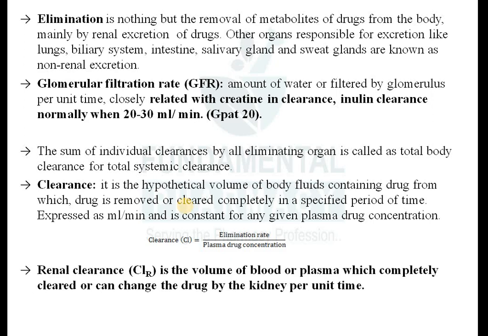Is that clear? Renal clearance is the volume of blood or plasma which is completely cleared of the drug by the kidney per unit time. The clearance we discussed before is the total clearance; we had not specified any organ, so it is just clearance. Renal clearance means clearance via the kidney. Renal clearance is equal to the rate of urinary excretion divided by plasma drug concentration. Is that clear?